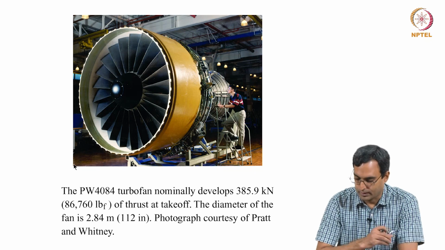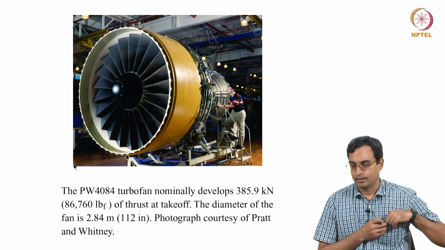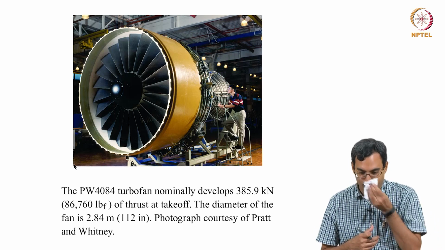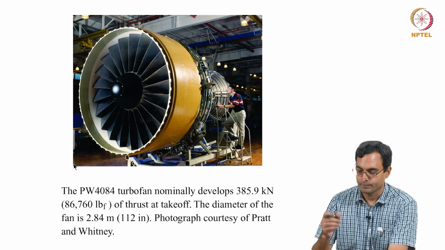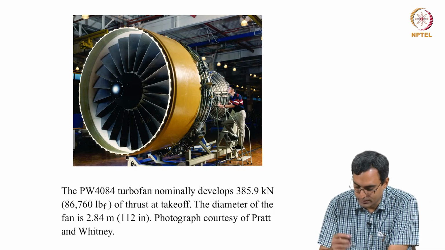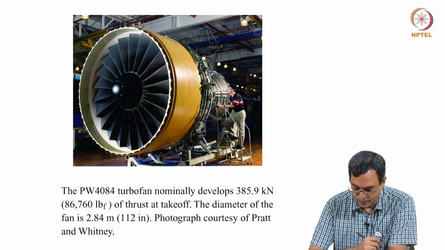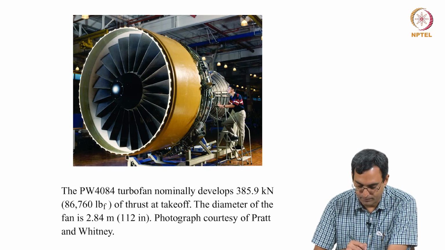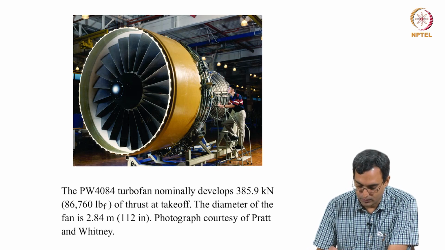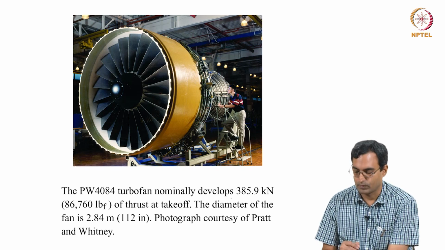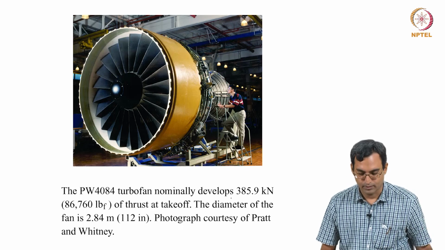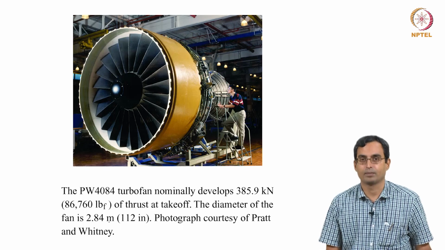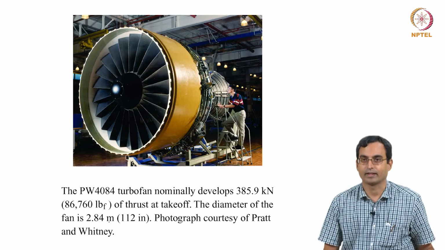This picture shows a turbofan engine, the kind of engine which is commonly used on aeroplanes these days. You also see a person here, so you see that the engine is fairly large. This is an engine by Pratt & Whitney, which develops a thrust of about 360 kilonewtons. So, a fairly large engine, and the diameter of the fan is about 2.8 meters. You can quite comfortably walk in through it if it wasn't running.